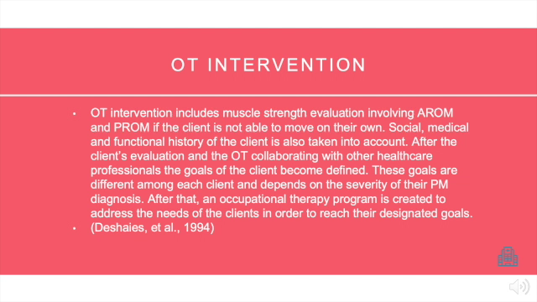Occupational therapy intervention includes muscle strength evaluation involving active range of motion and passive range of motion if the client is not able to move on their own. Social, medical, and functional history of the client is also taken into account. After the client's evaluation and the OT collaborating with other healthcare professionals, the goals of the client become defined. These goals are different among each client and depends on the severity of their PM diagnosis. After that, an occupational therapy program is created to address the needs of the client in order to reach their designated goals.